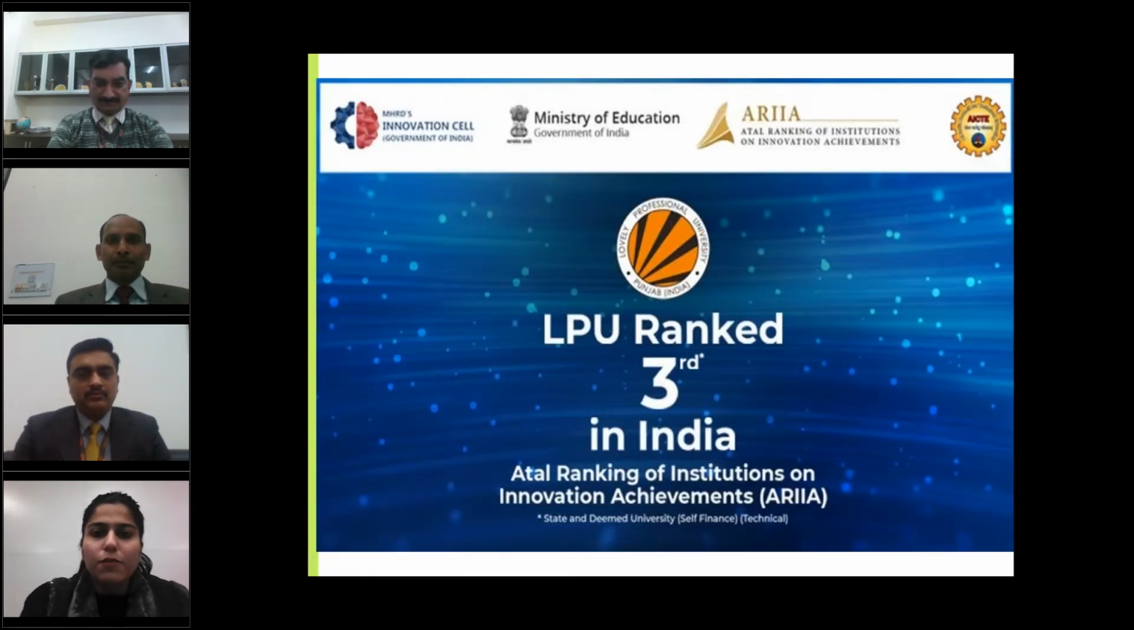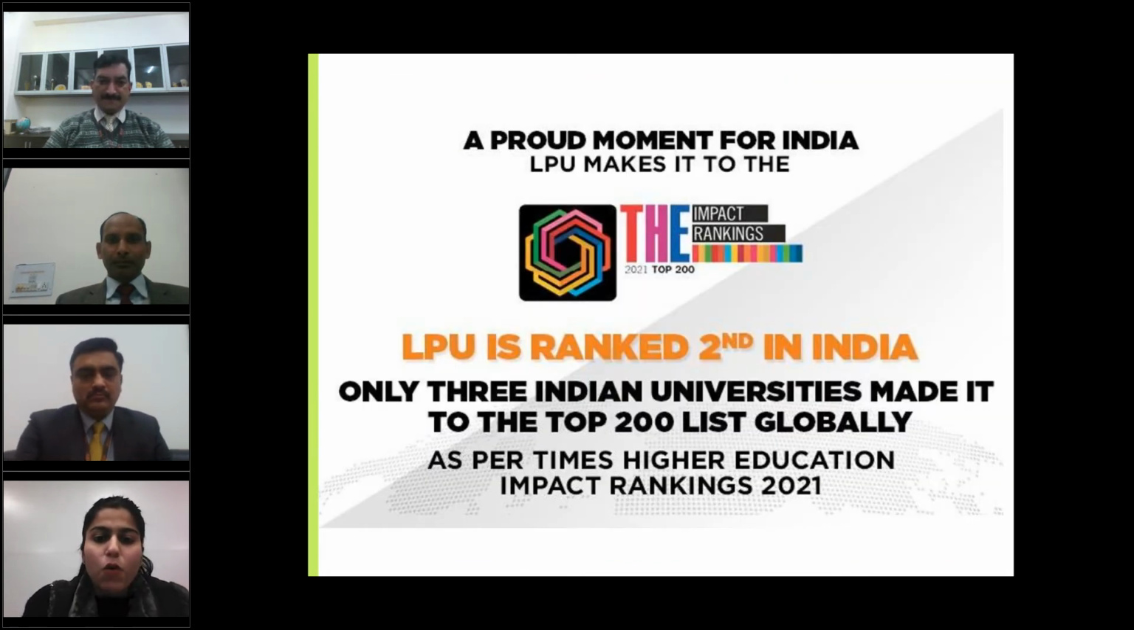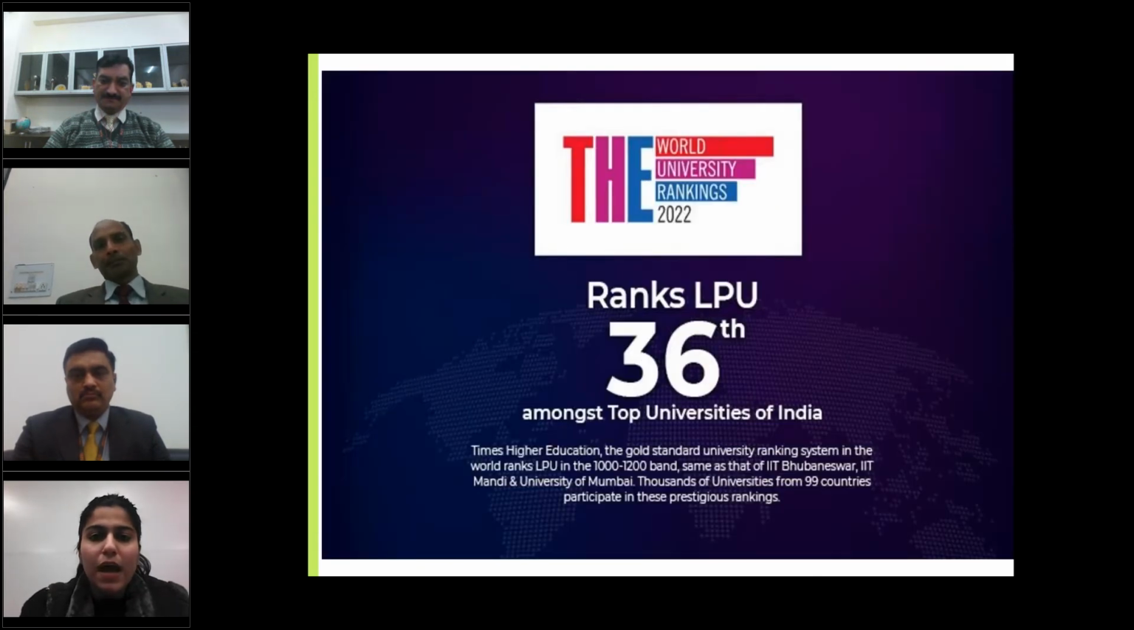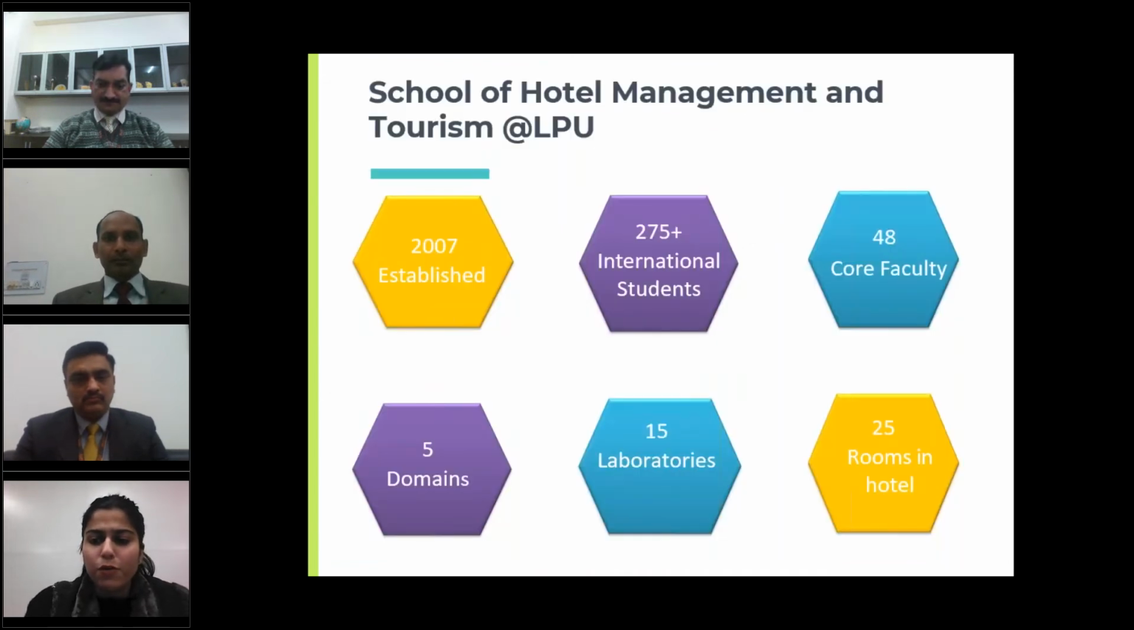First up, we have the Atal Ranking of Institutions on Innovation Achievements. Our School of Hotel Management authorities have already shared a few of the rankings. LPU ranked 3rd in India in the Atal ranking. Further, LPU is also ranked 2nd in India, where only 3 Indian universities made it to the top 200 list globally in the impact rankings. Next up, in the World University Rankings, LPU stood 36th amongst top universities of India. These are a few of the major achievements which LPU has received till now.